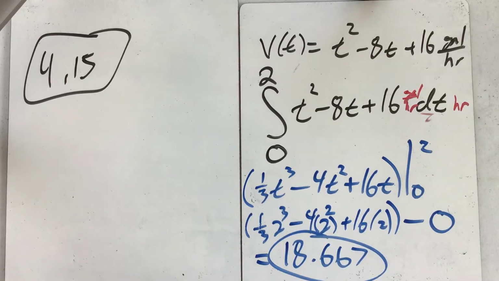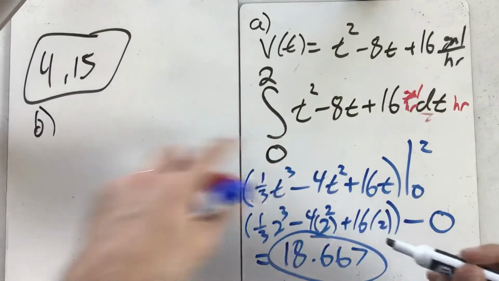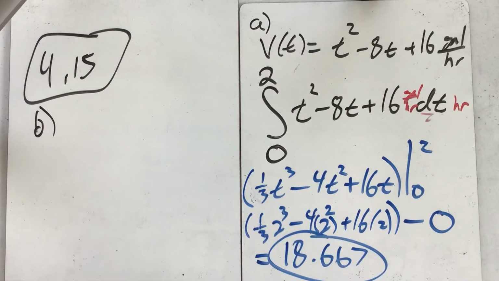If the tank started with 25 gallons, how much water is left 2 hours into it? So this is that A part, B part. I don't know why I wrote them backwards. Sorry. How much is left?